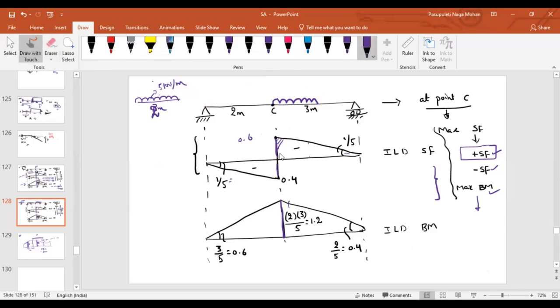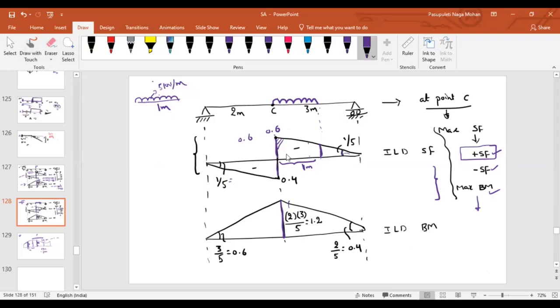Now, this ordinate we know. What is this ordinate? 0.6. Now, what about this ordinate? From here to here, what is the length? 3 meters. What is the total length of the UDL? Now I'm changing it as 2. 2 meters. Just for the simplified case, let us still consider it as only 1 meter. And what about this ordinate?